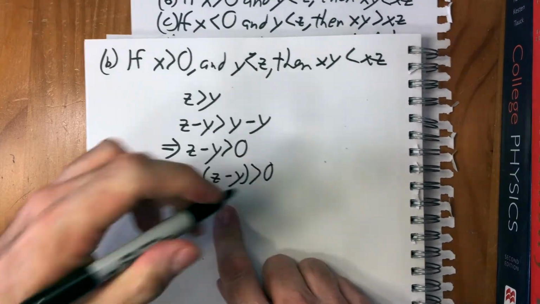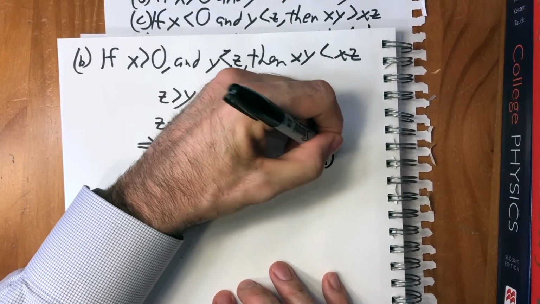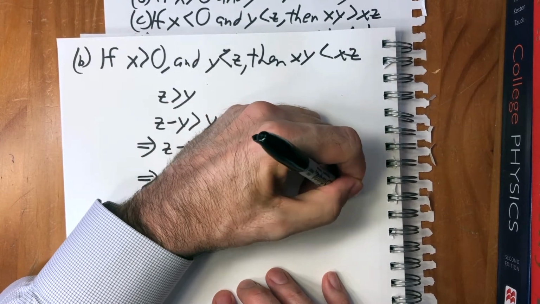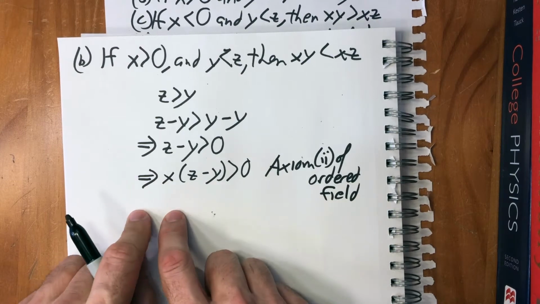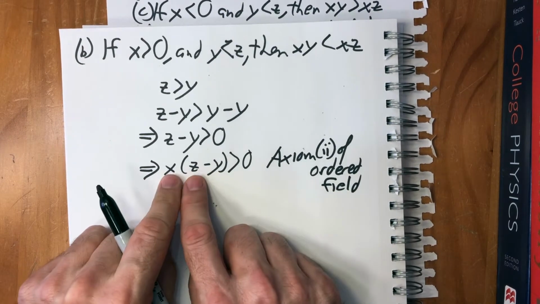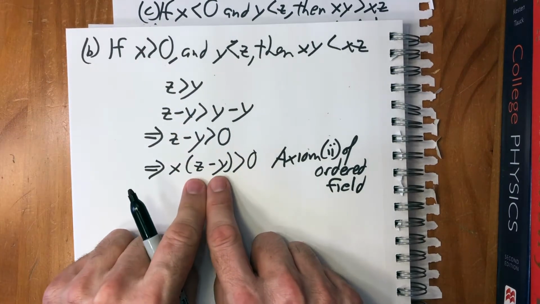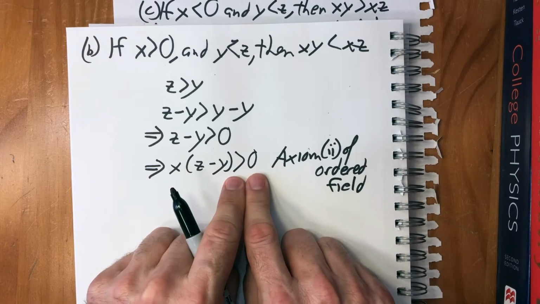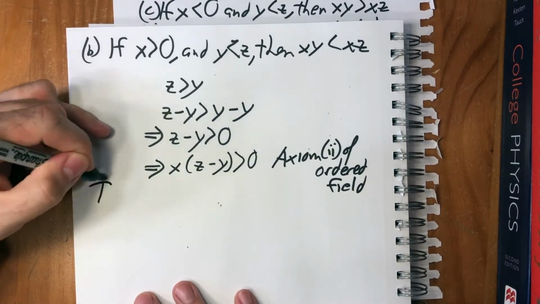This is axiom 2 of ordered field. This is the one that says if two numbers are greater than 0, then their product is also greater than 0, right? We were given that x is greater than 0. We just proved that z minus y is greater than 0. So if you multiply them together, that product is going to be greater than 0 too.